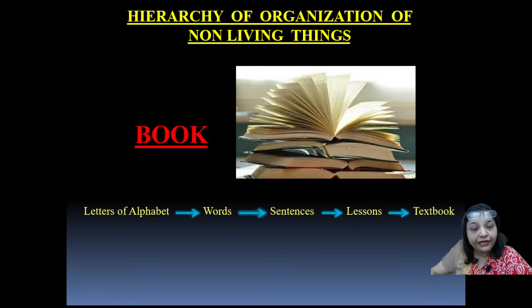But before that, let us just see what is the hierarchy of organization if we consider the non-living things, right? If we take a book, a textbook, we saw last time, the smallest structure of the textbook are the letters of the alphabet of that language, right? When these letters come together, they form words. And when words come together, they form sentences. Sentences are arranged in various paragraphs of different lessons, and all these lessons are found in a textbook. So even though a book is a non-living thing, it is still organized, right?